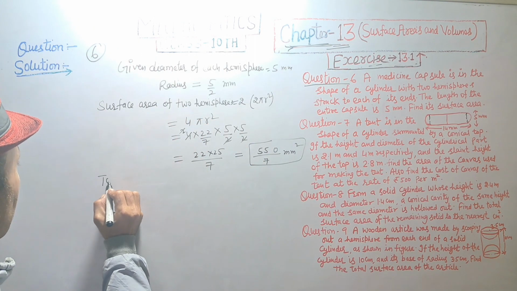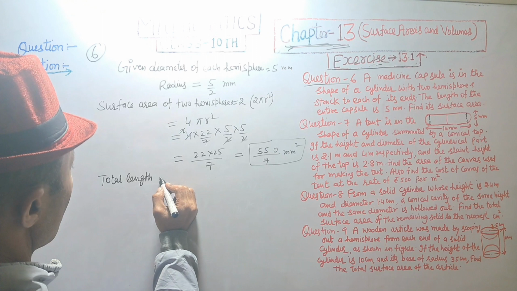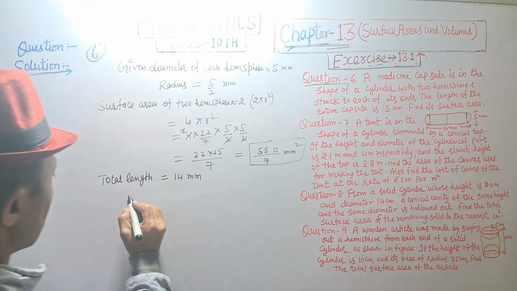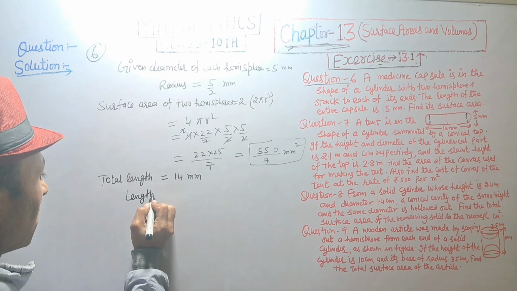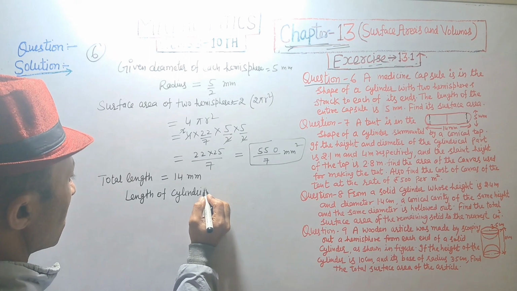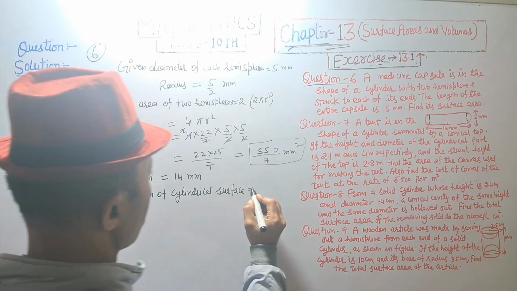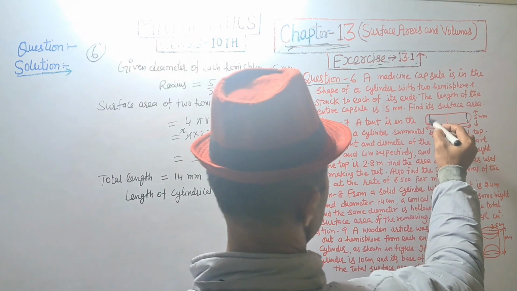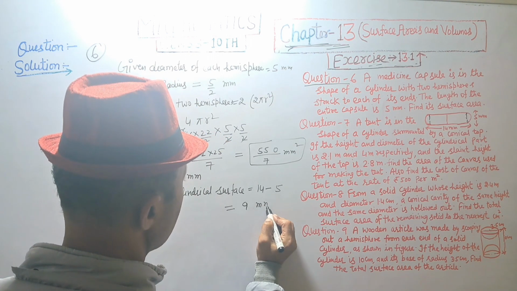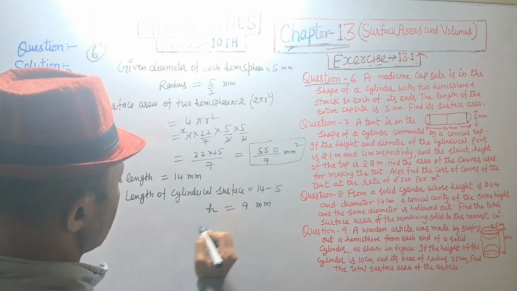Total length is equal to 14 millimeter. Length of cylindrical portion is equal to 14 minus 5, that is 9 millimeter, and that is its height.